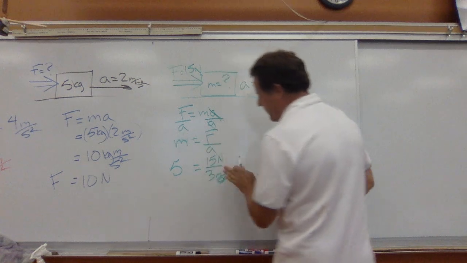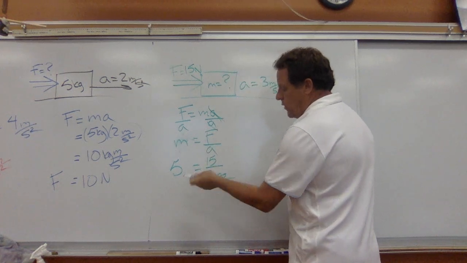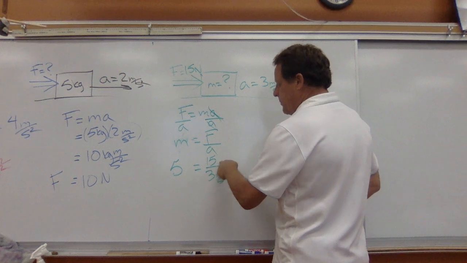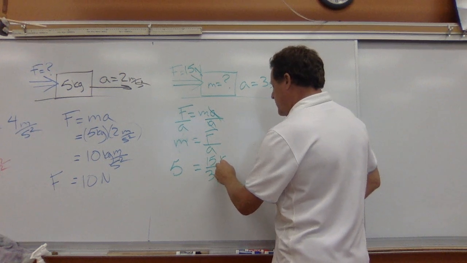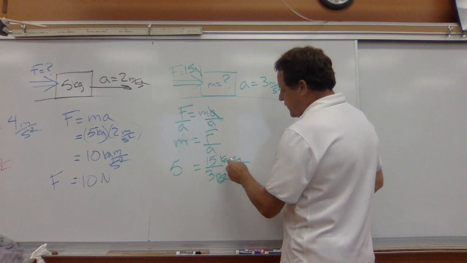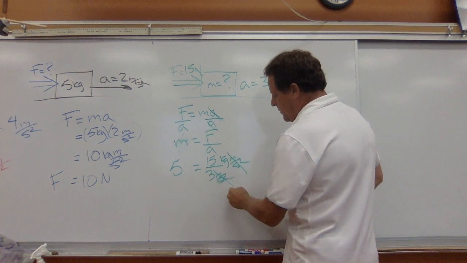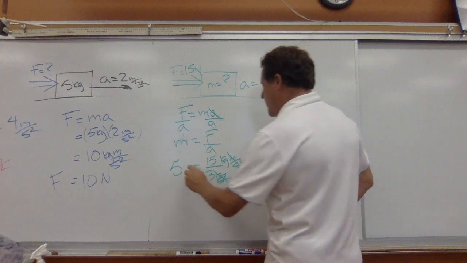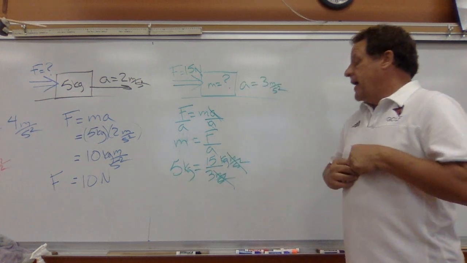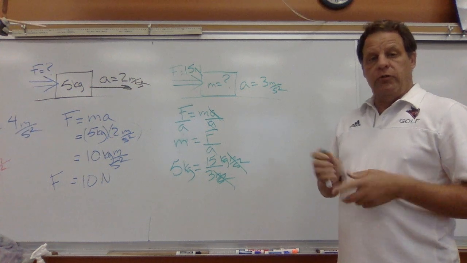Again, you know that mass is going to have a unit of kilogram, so you can just go to there. But I'm going to change this newton to kilogram meters per second squared, and we can see that the meter per second squared and the meter per second squared is going to cancel out. So we can see that our mass is going to be 5 kilograms.